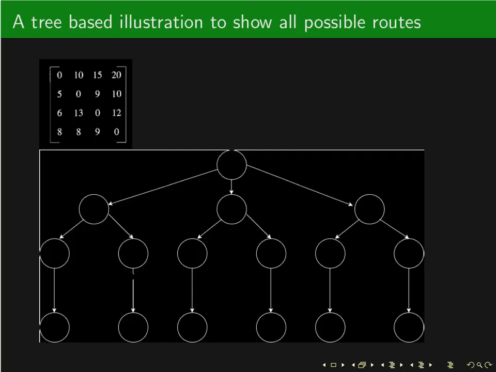Now let us discuss the dynamic programming approach for solving the TSP problem. The dynamic programming approach algorithm has a slightly better complexity than the brute force approach. It has a complexity of n square into 2 raised to n, which is slightly better than the n factorial complexity of the brute force approach.